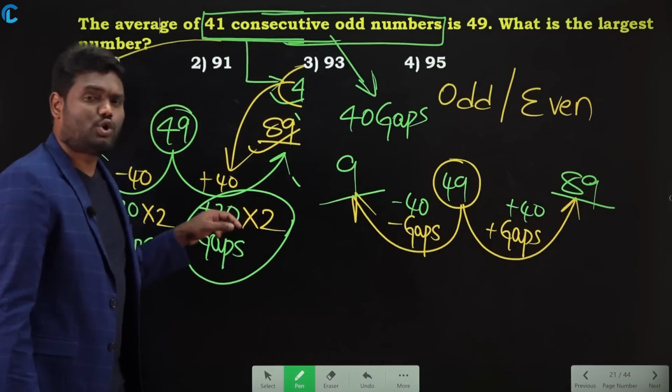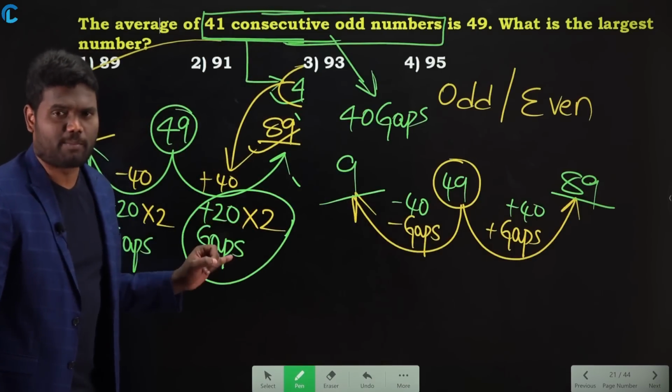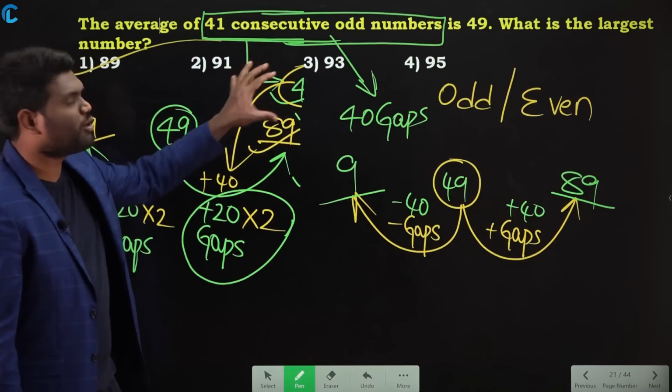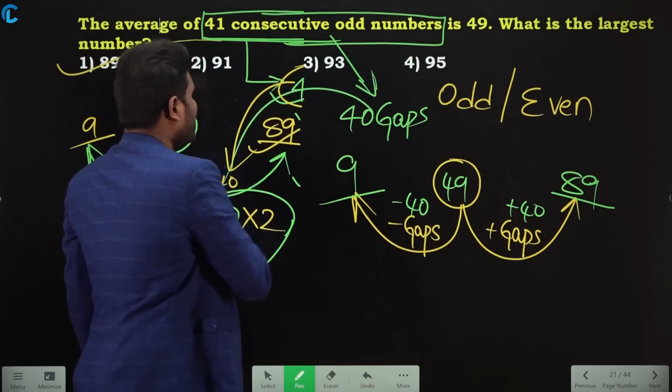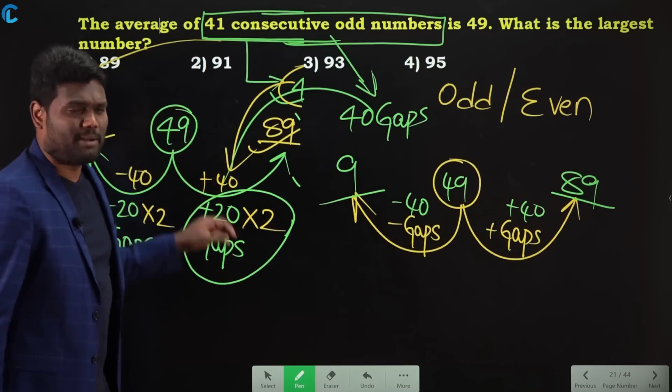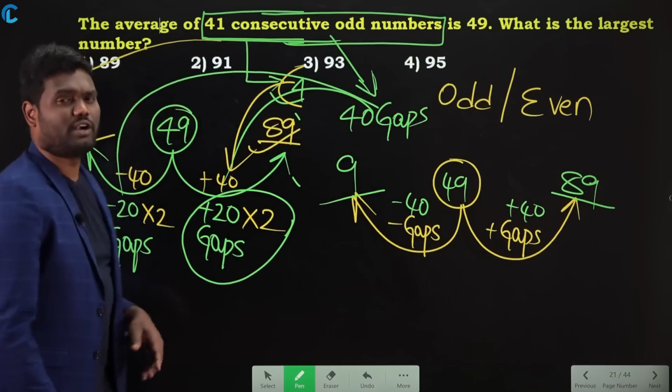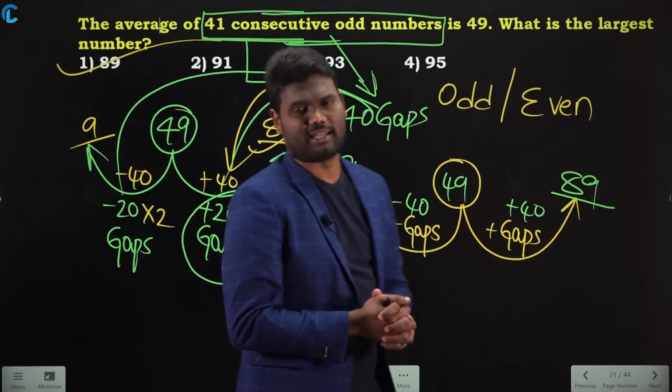So even this multiplication by 2 is not required. You can directly push the number of gaps here. As the number of gaps is 40, you directly take 40. If you need the highest number, plus 40. If you need the lowest number, then minus 40. That's it. Nothing is required other than this.